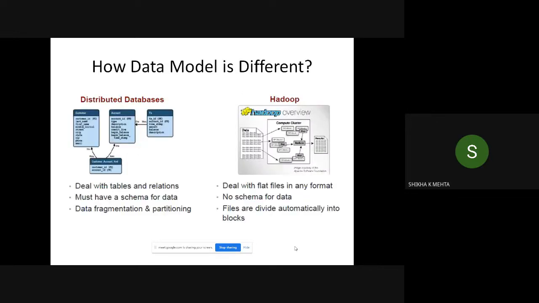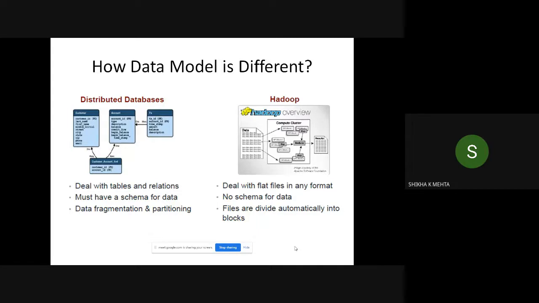Distributed databases deal with tables and relations. All kinds of distributed databases are dealing with tables and relations. But in Hadoop, we are not dealing with tables. We are not creating any kind of relations. We are dealing with flat files in any of the formats. So any of the files that we create, we are talking about that.